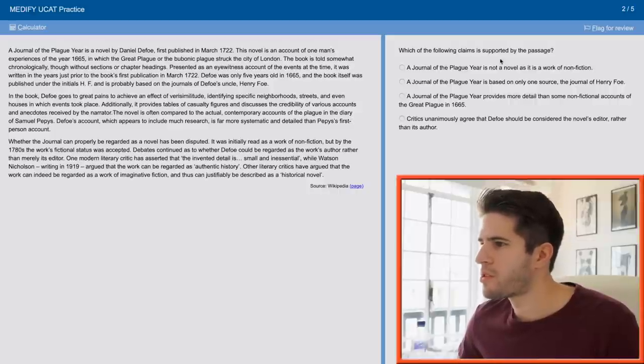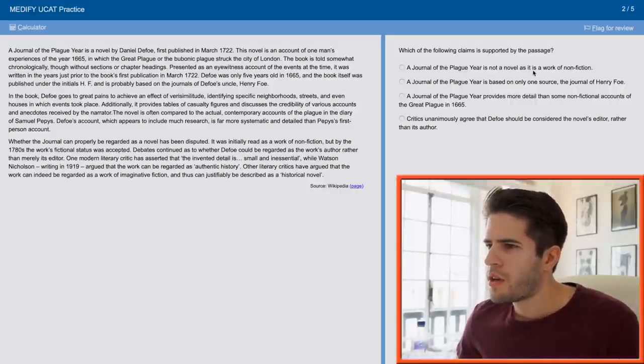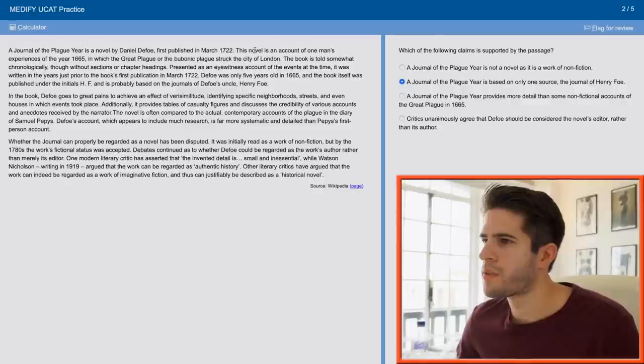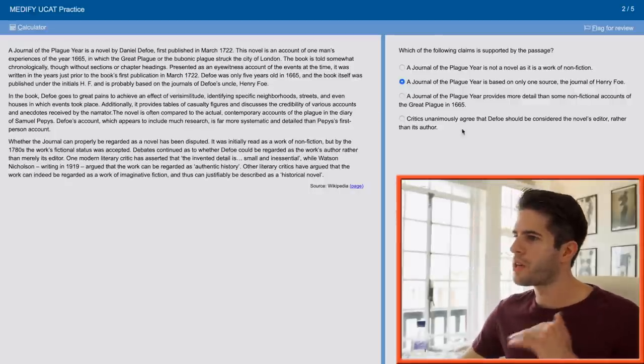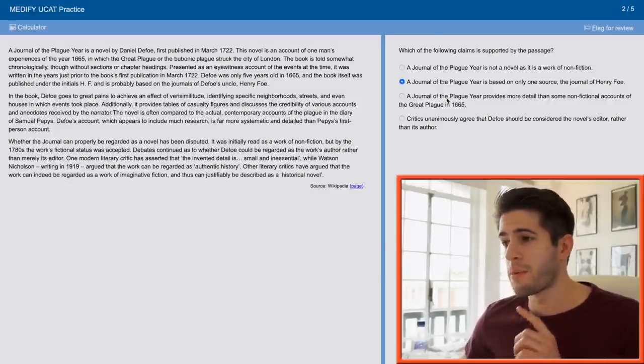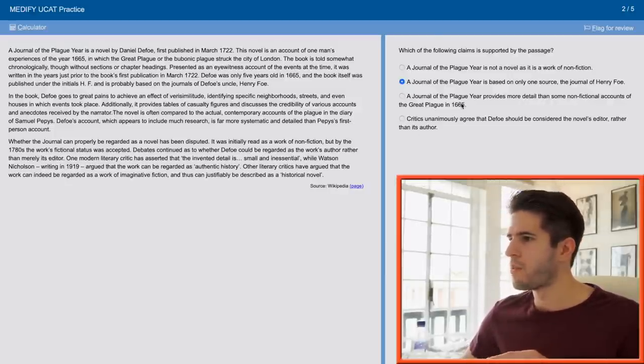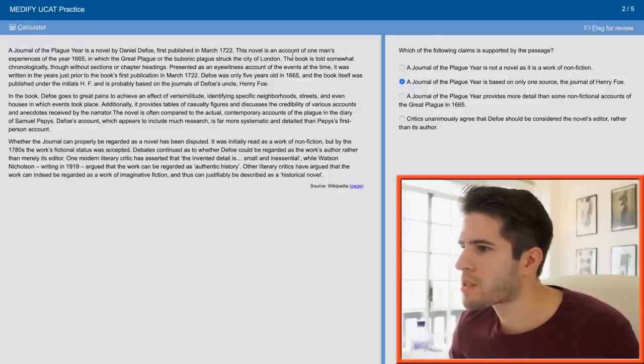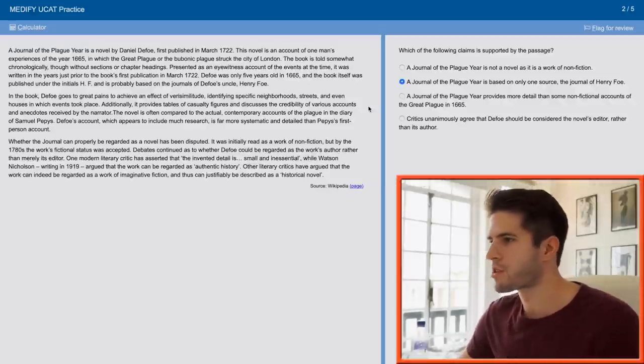Which of the following claims is supported by the passage? A journal is not a novel, as it is a work of nonfiction. Does it say that anywhere? It was initially read as a work of nonfiction, but by the blah, blah, the fictional status was accepted. So this is going to be no. A Journal of the Plague Year is based on only one source, the journal of Henry Foe. First published account of one man's experiences. I'm not even going to read the third one or the fourth one, even though the third one has a number and can be quickly deemed true or false. Let me read that quick. It's more detailed than some non-fictional accounts of the Great Plague in 1665. No, an account of one man's thing in 1665. I don't see any comparisons to other books written in that time, so I'm just going to go with B.